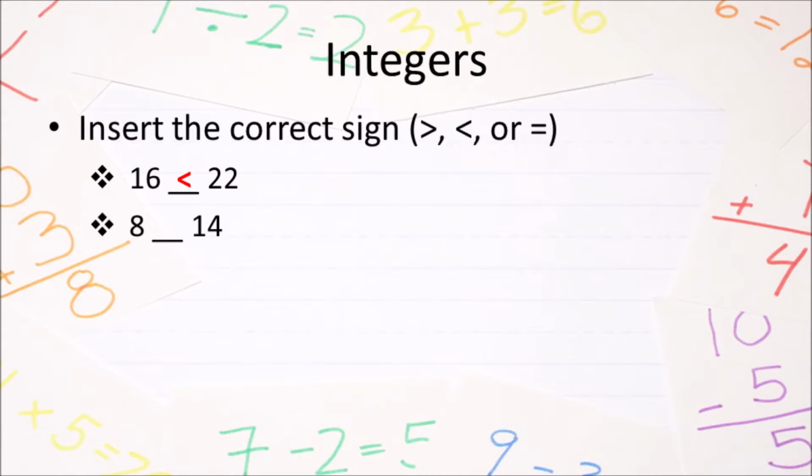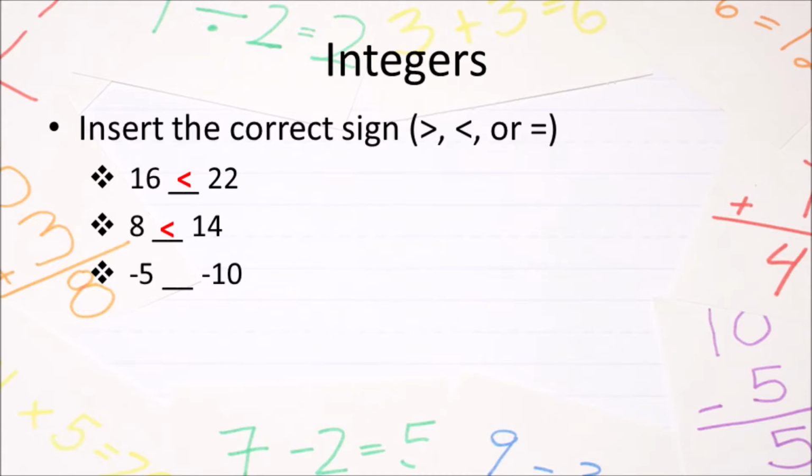If I compare 8 and 14, again, a fairly easy problem. They're both positives. 14 is more than 8, so once again I'm going to use the less than because 8 is less than 14. As my third example, now I've got two negative values, negative 5 and negative 10.